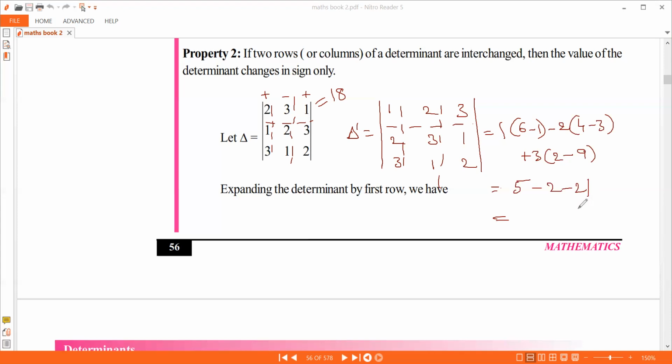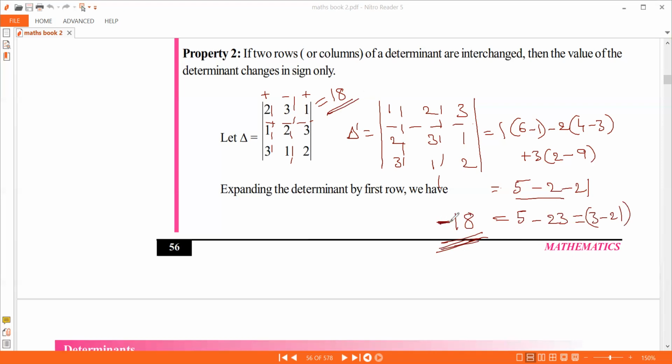28, minus 28. How, Aditi? One second, 5. Please check. 5 minus 2 minus 21. 5 minus 2 is 3. 3 minus 21. How much will it be? 3 minus 21 is minus 18. So the answer is, you see, 18 you have. Here you got minus 18.